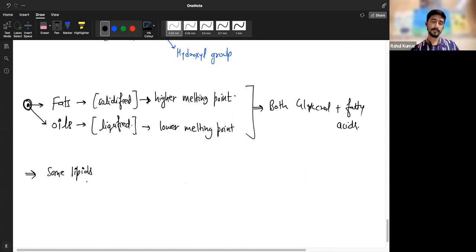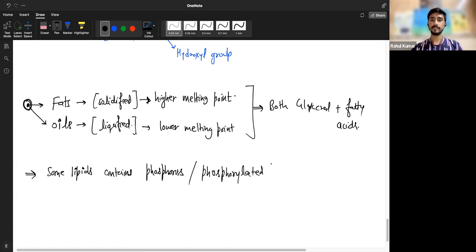Write down some lipids, the next type. Some lipids contain phosphorus or a phosphorylated organic compound. Phosphorylated organic compound means any compound that contains phosphorus. Simple. So either they contain phosphorus directly or a phosphorylated organic compound. And in this case, these lipids will be called, you have heard the name, phospholipids. Right?